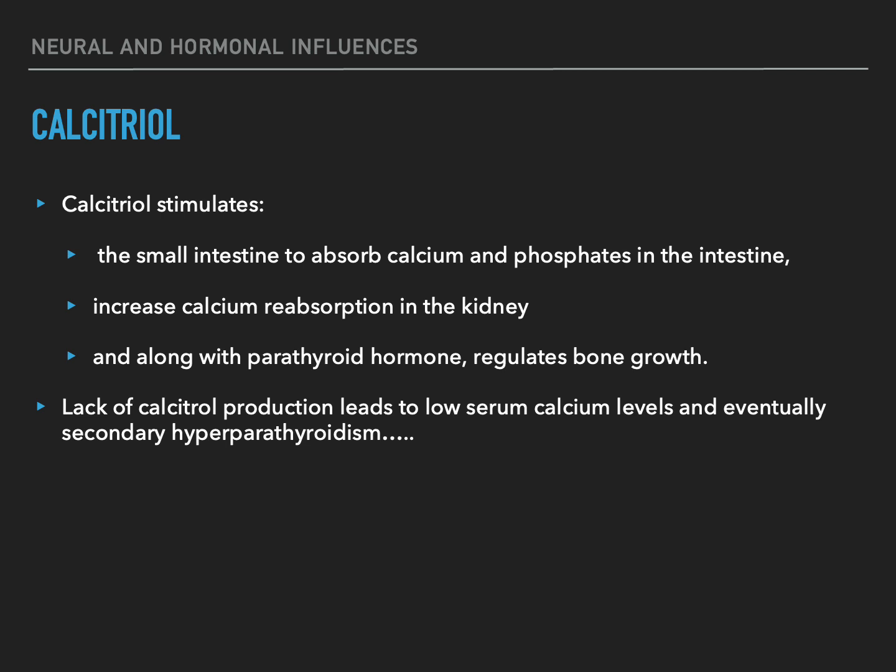Calcitriol stimulates the small intestine to absorb calcium and phosphates from what you've ingested in your diet. It also increases calcium reabsorption in the kidney. And lastly, along with parathyroid hormone, it regulates bone growth. A lack of calcitriol production leads to low serum calcium levels and eventually secondary hyperparathyroidism, which we'll talk about in the next slide.